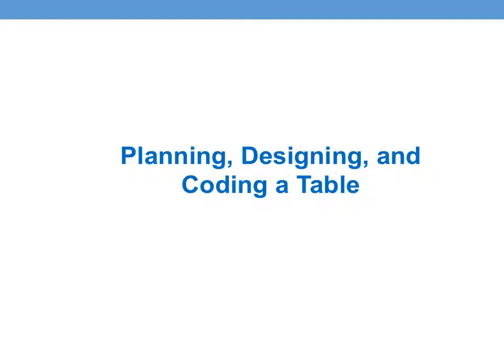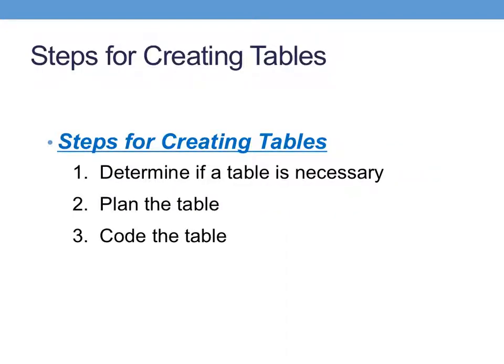So again, here we're focusing on the planning, designing, and then finally the coding phases of a table. So there are 3 main steps that we go through every time we create a table. First, we need to determine if this table is really necessary. Do we actually need this table? What's its purpose? Is it actually making information more readable on our web page?